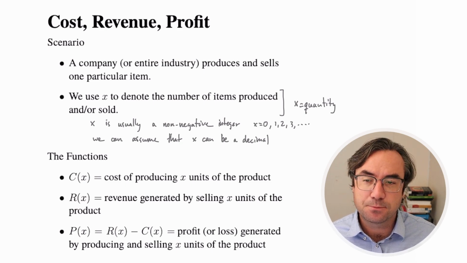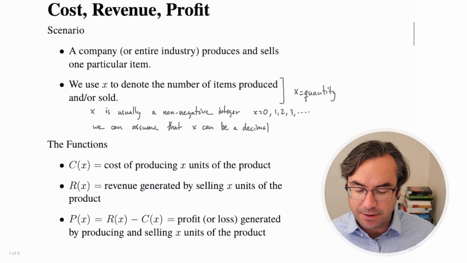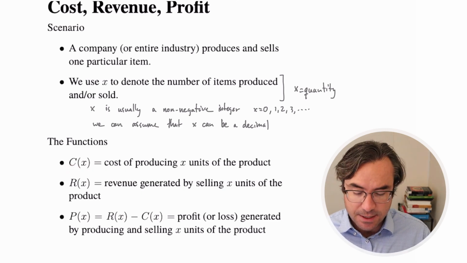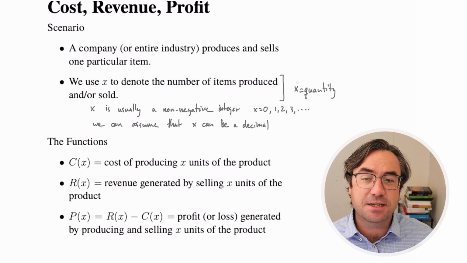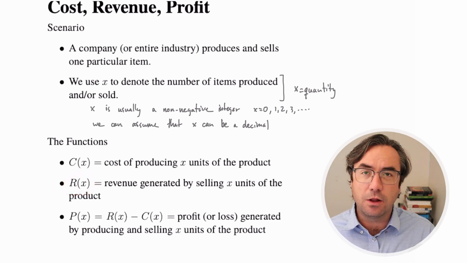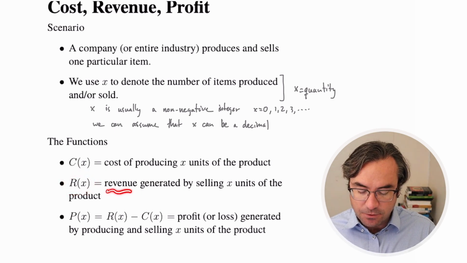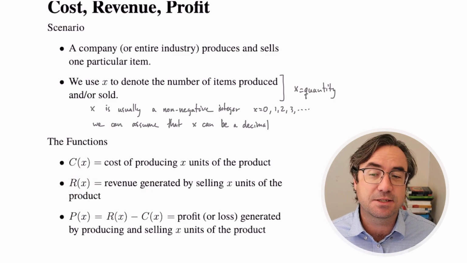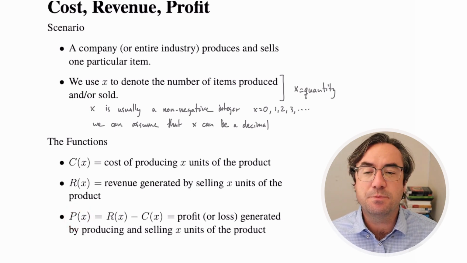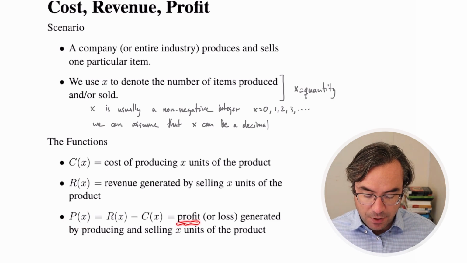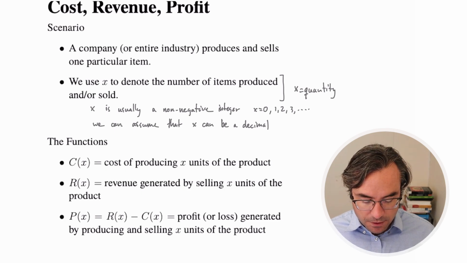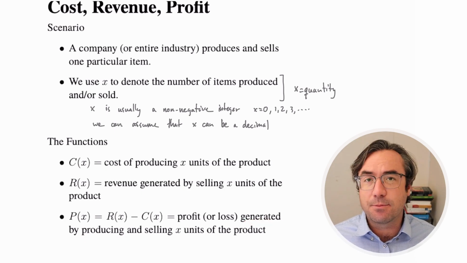So whenever we see an X, and we're talking about profit or revenue or cost, X is usually going to represent the quantity. All right, so our functions that we're going to be working with, there's our cost function, which we call C of X, and this is the cost of producing X number of units of our product. There's the revenue function, which we'll call R of X, and this is the revenue generated by selling X number of units of our product. And then there's the profit function, which we call P of X, and this is the profit, or it could be negative profit, so a loss, generated by producing and selling X number of units.